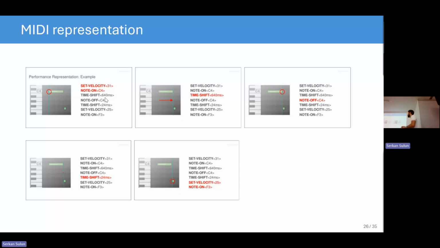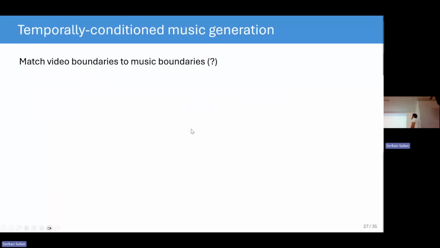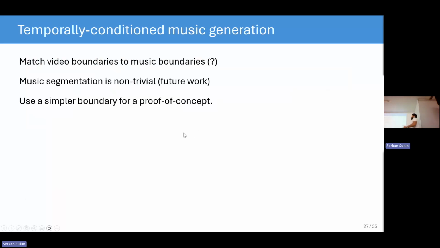So the beauty of this approach is you can represent music that is played by humans. So it sounds more natural, it doesn't sound robotic. So how can we use this? How can we maintain this representation while putting conditioning on top of it? And then we match video boundaries to music boundaries. Yeah, that's our goal. But what are musical boundaries?